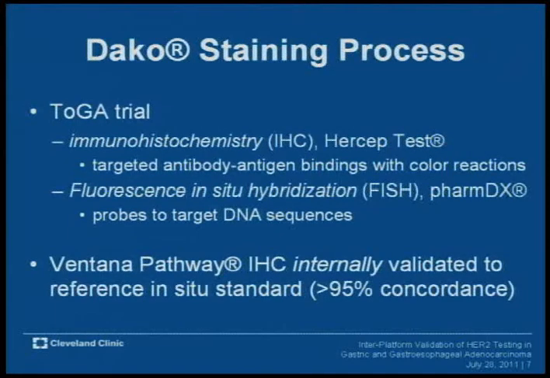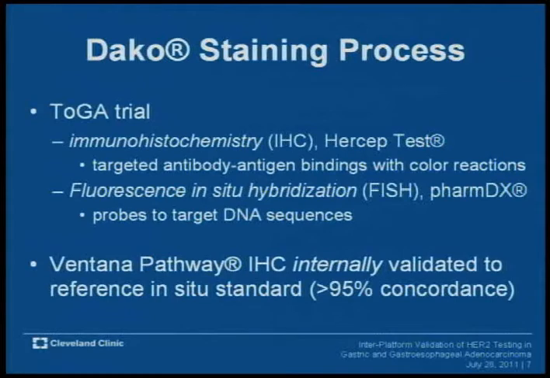The Dako staining process was what was used in the ToGA trial, and this included IHC and FISH. More specifically, it included the HercepTest and PharmDx. IHC is a targeted antibody-antigen binding that has a color reaction, and it really focuses on the proteins found on the cell. In FISH, they use probes to target the DNA sequences, and it highlights the HER2 to chromosome 17 ratio.